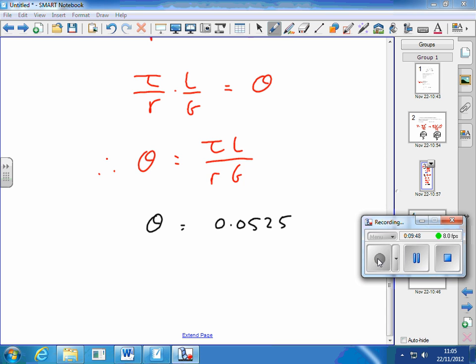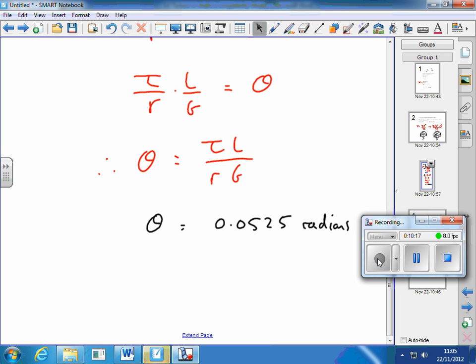So theta turns out to be 0.0525 if we calculate it. What is it? It's the angle. What must it be measured in this case, do you think? Yeah, it'd be measured in radians. The radian is actually a proportion of a turn. That's from the definition of the radian. So it will automatically come out in radians using this equation.